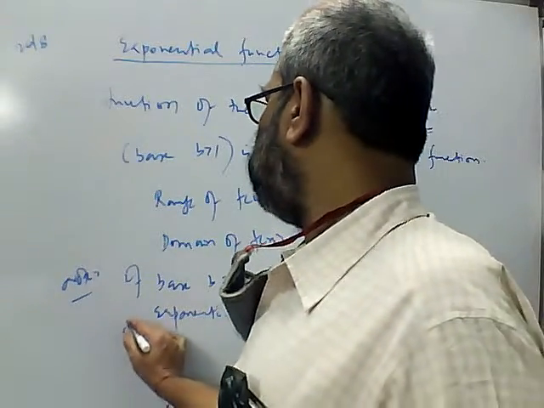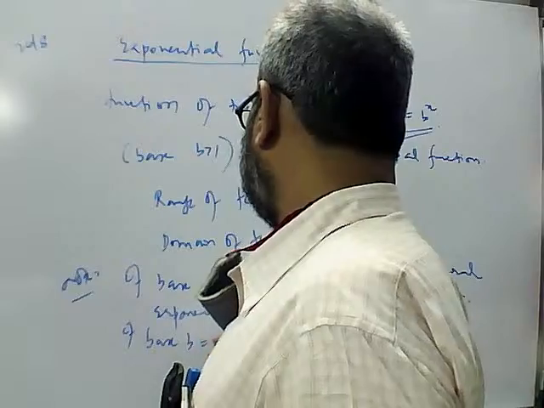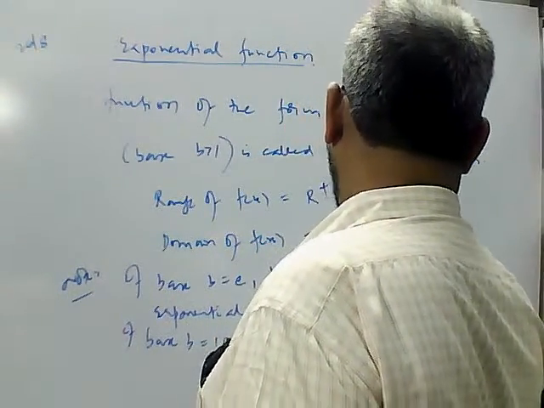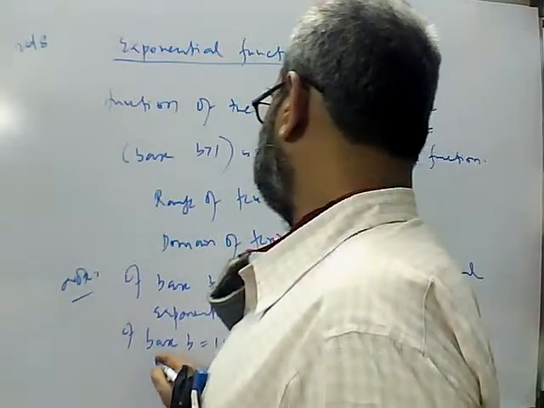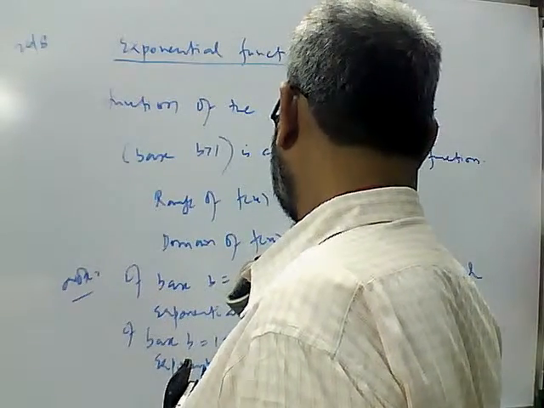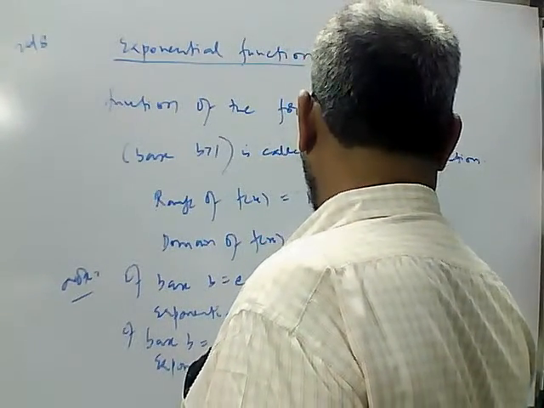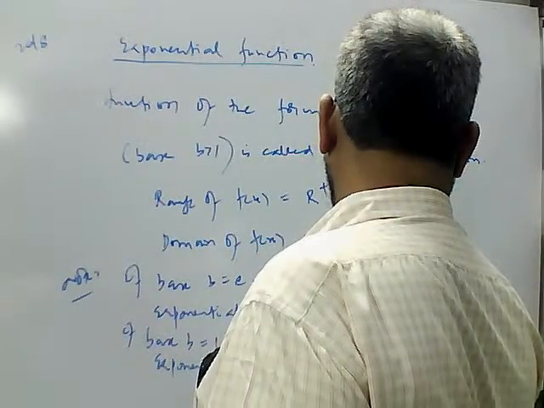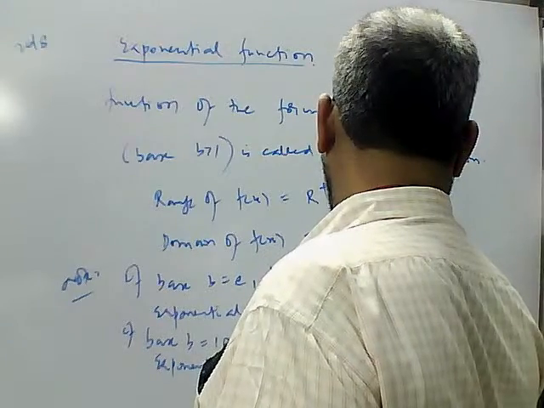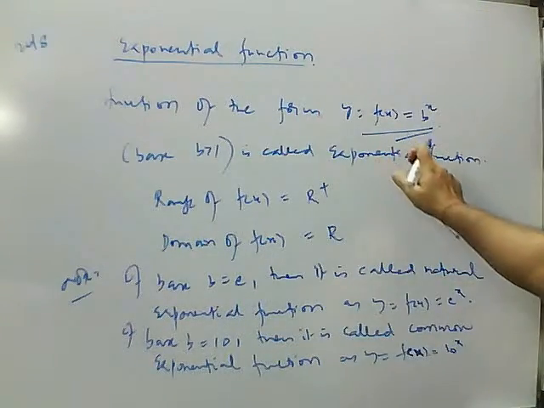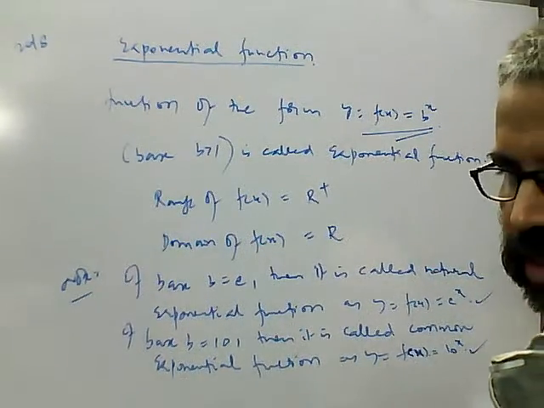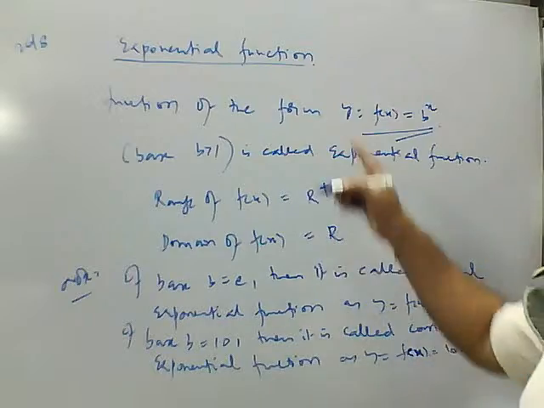Again, if the base b is equal to 10, then it is called the common exponential function, as y is equal to f of x is equal to 10 power x. So you understood from the exponential function, natural exponential is one criterion and common exponential function is the other criterion. Are you clear? So what is exponential function?